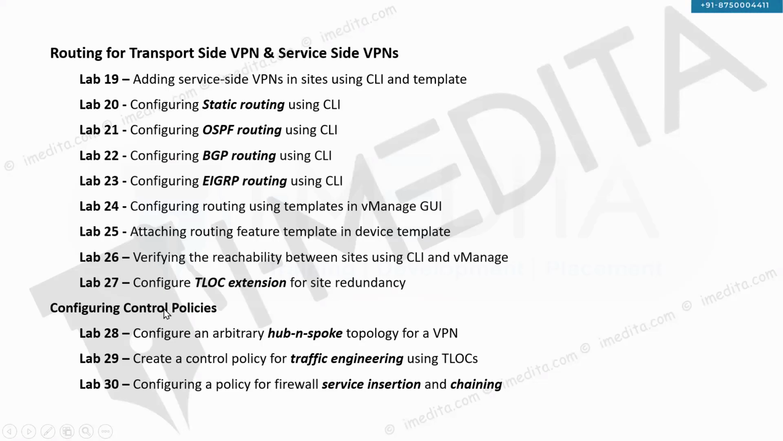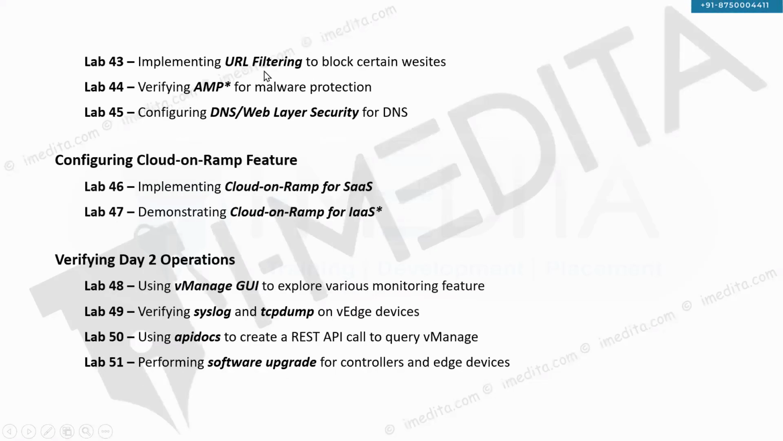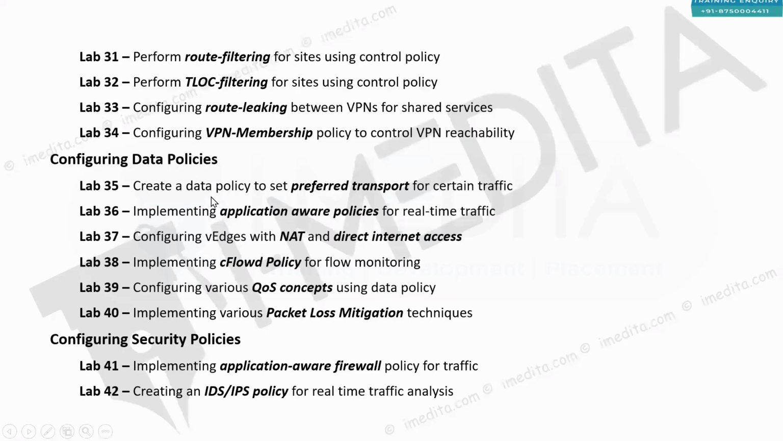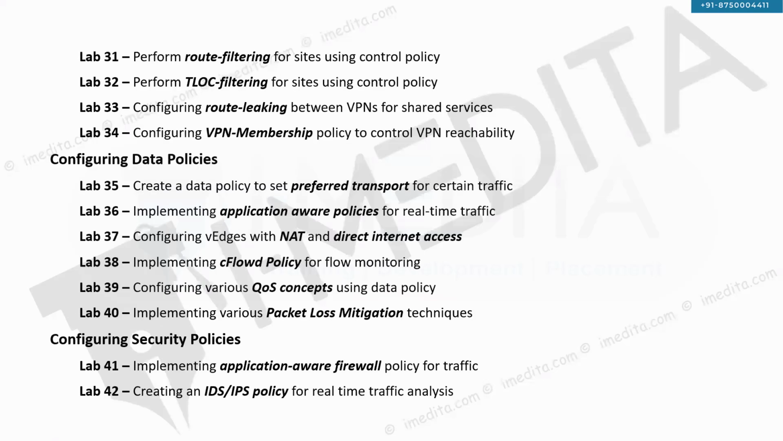Then the policies, different types of policies such as hub and spoke, traffic engineering, service insertion and chaining, route filtering, TLOC filtering, route leaking, VPN membership, preferred transport, application-aware policy, NAT, DIA, CFlowD, QoS, packet loss mitigation, application-aware firewall, IPS/IDS, URL filtering, AMP, DNS web security, cloud onRamp. These are all the different types of policies that we will be implementing throughout our content. Then we will have a mix of policies.